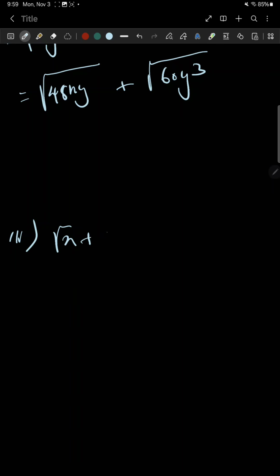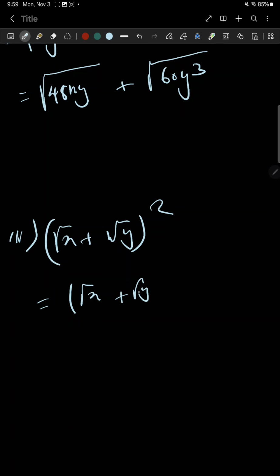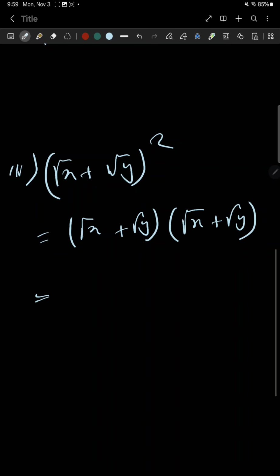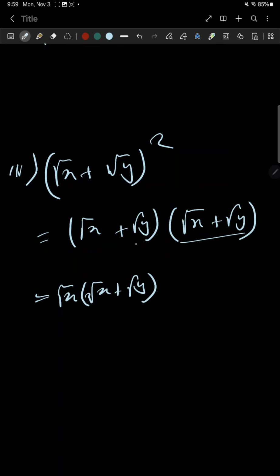is square root of x plus the square root of y, squared. This is the same as square root of x plus square root of y times square root of x plus square root of y. Again, you're multiplying because there's a square there, right? So now you multiply this with everything. You're going to multiply square root of x with square root of x plus square root of y, plus this, square root of y, with square root of x plus square root of y.